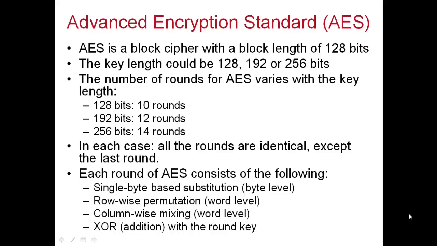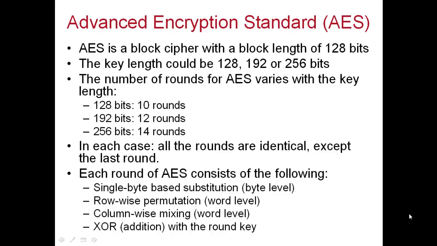And like DES, AES also works based on rounds, and the number of rounds varies depending on the key length. For a 128-bit key, the number of rounds is 10. 192 bits is 12 rounds, and 256 bits is 14 rounds. Each round works identical to the other rounds, except the last round.